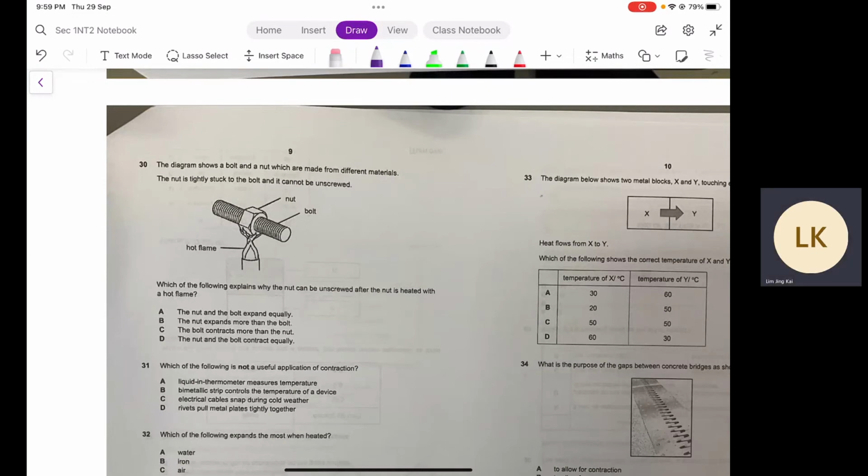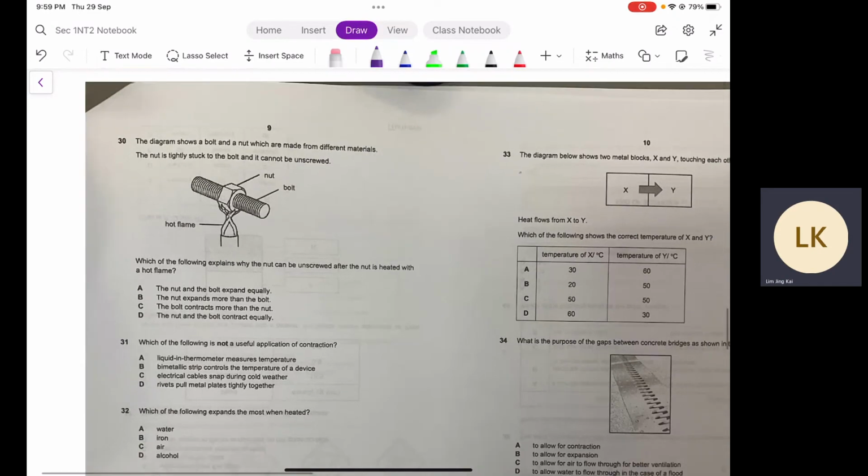Okay, number 30. The diagram shows a bolt and a nut which are made from different materials. The nut is tightly stuck to the bolt and it cannot be unscrewed. So which of the following explains why the nut can be unscrewed after the nut is heated with a hot flame?